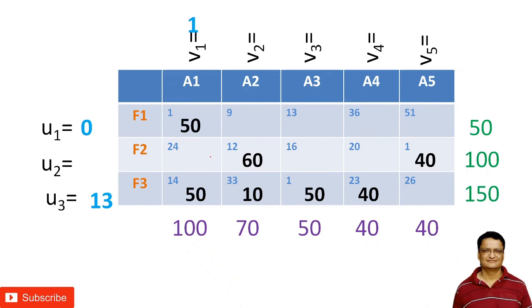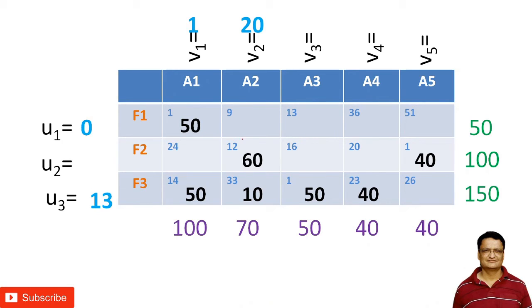Next I will go to a cell where I already know one variable and I wish to calculate the other variable. So if I go to this cell here, I already know u3 and I can calculate v2. So what will be the formula in this case? u3 plus v2, corresponding to this, is equal to 33. So I know u3 and I need to calculate v2. So what will v2 be? v2 will come out equal to 20.